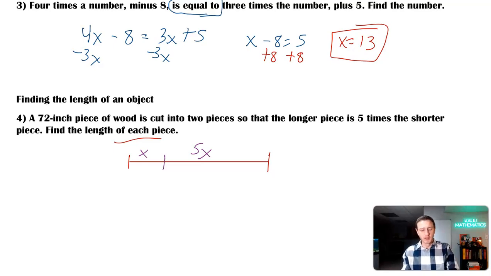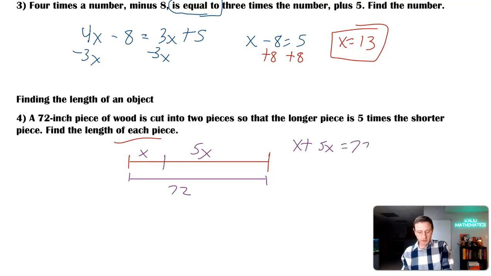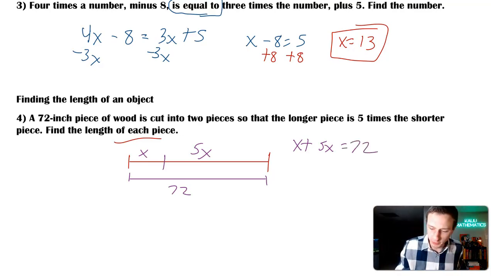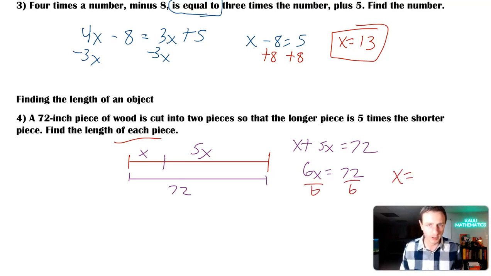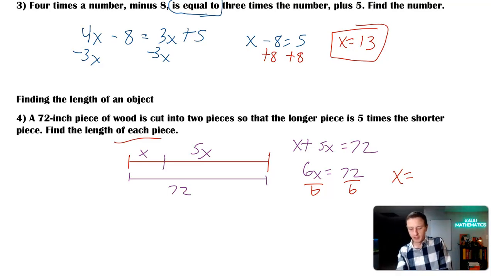Now we just set up an equation. So if I know that the short piece plus the long piece is equal to 72 inches, because this entire piece was cut into 2 parts, I'm going to say x plus 5x is equal to 72. I just take the fact that the short piece plus the long piece is going to make up the whole piece of 72. So x plus 5x is 6x equal to 72. We then divide by 6. Once we get that equation set up, that's the hard part, the setup. Solving should be the easy part. And that gives us x equal to 12.